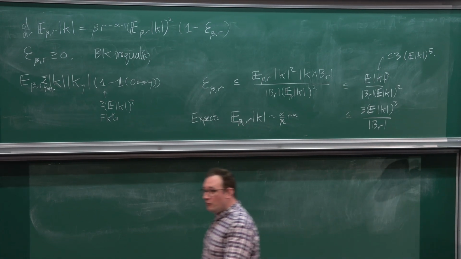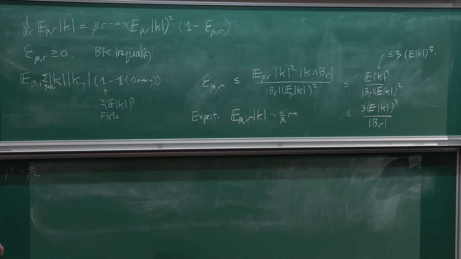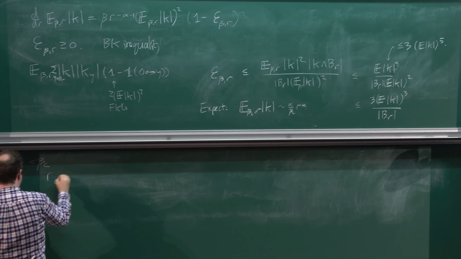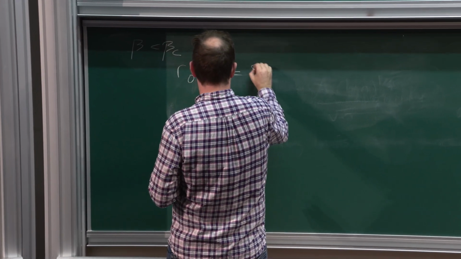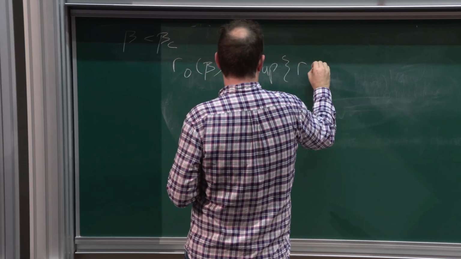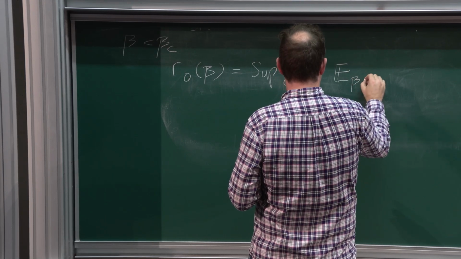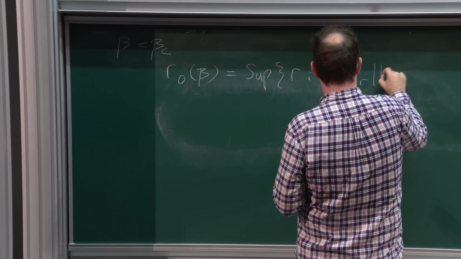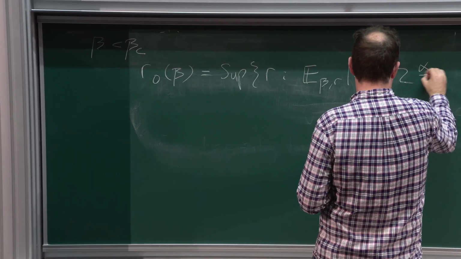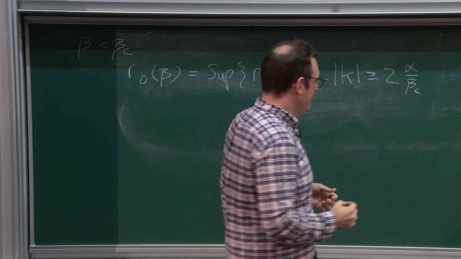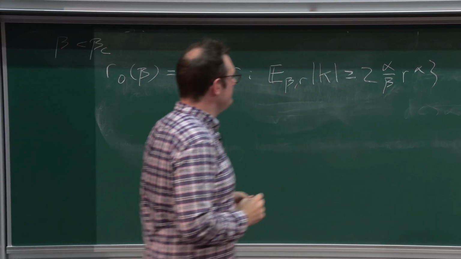So what we'll do is we'll say, suppose beta is less than beta c. I can define R naught of beta to be, let's say, the supremal value of R such that this quantity is more than double what it should be at criticality. This 2 is completely inconsequential. You could use any constant here. In fact, let's use beta.